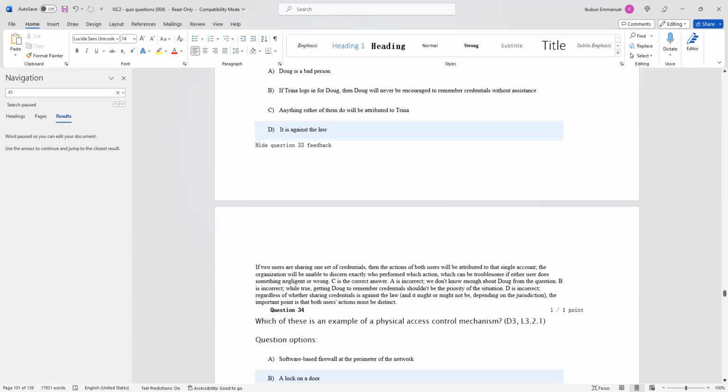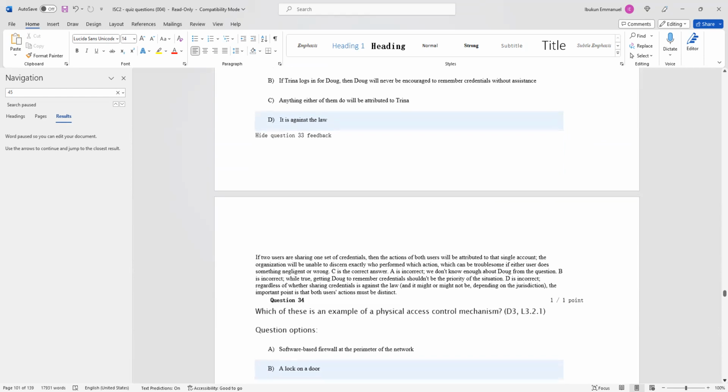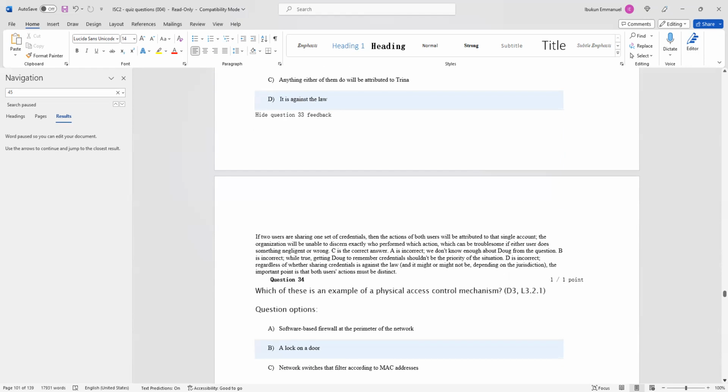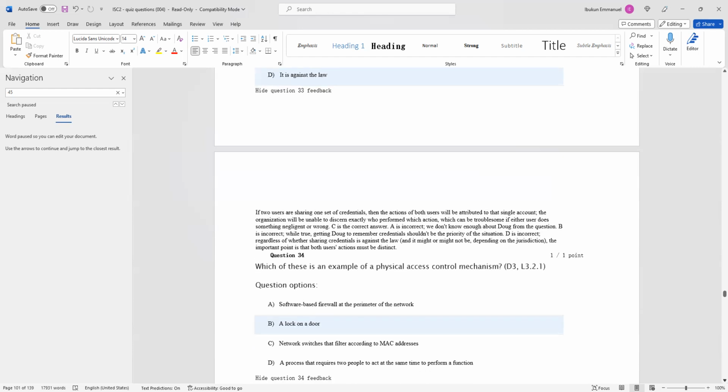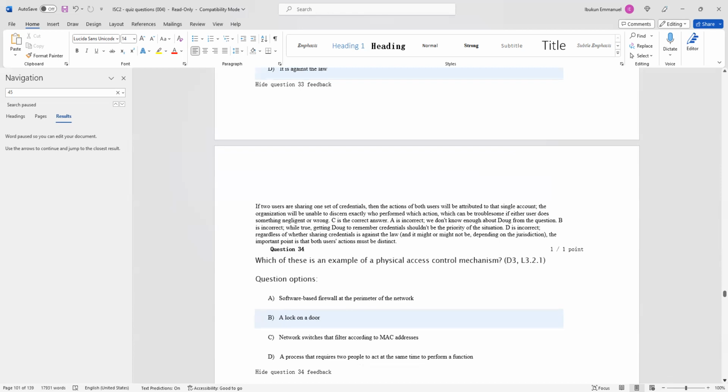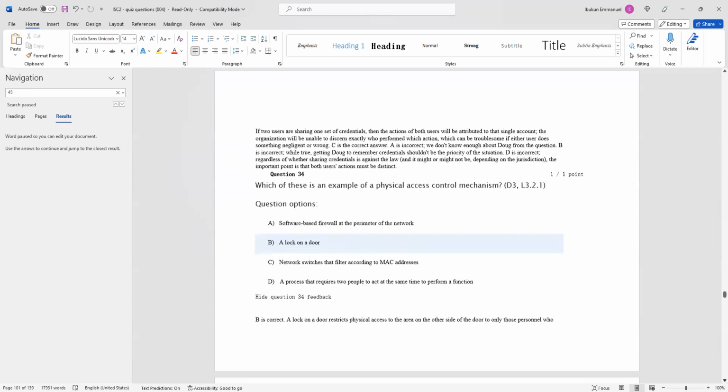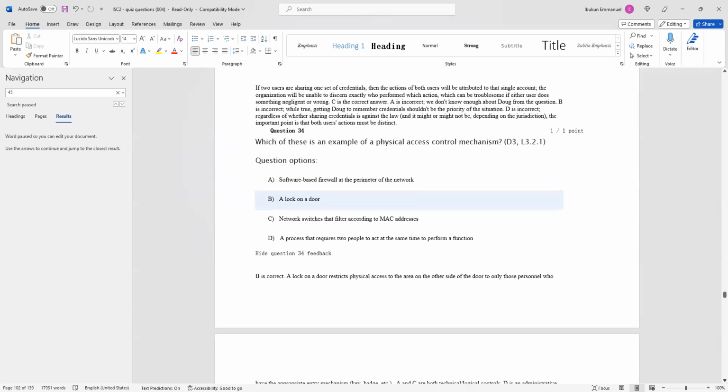Which of these is an example of a physical access control mechanism? We've got a software-based firewall at the perimeter of the network, a lock on a door, network switches that filter according to MAC addresses, a process that requires two people to act at the same time to perform the function. And it's definitely a lock on a door. That is a physical access control.